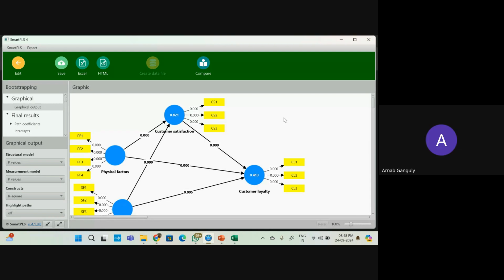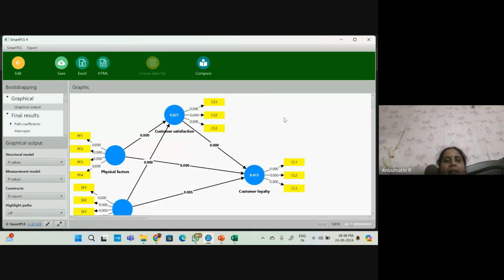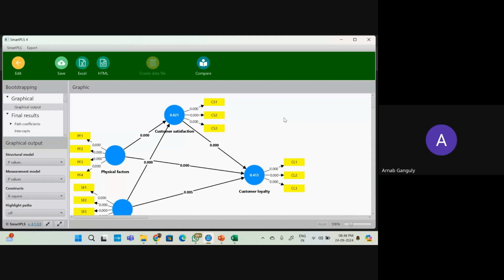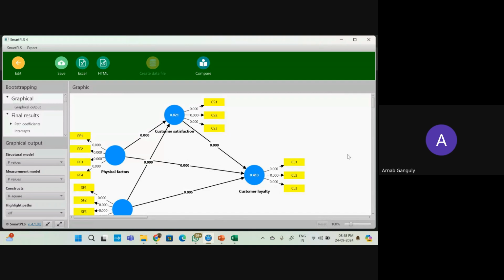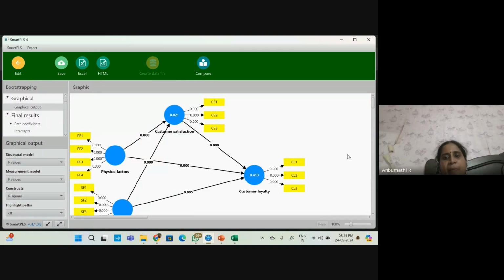So this is not for all the bootstrapping. After running that bootstrap, all the factor loadings will become 0. That's not, now it is not factor loading, sir. Now it is the level of significance.